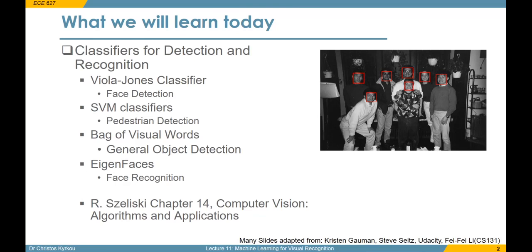We will see the Viola-Jones Face Detection algorithm. We will see how to build support vector machine classifiers for pedestrian detection. We'll look at the bag of visual words technique, and we will conclude with EigenFaces that is mostly used for face recognition rather than detection.